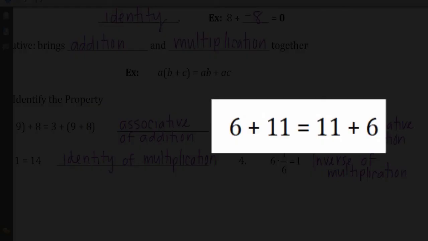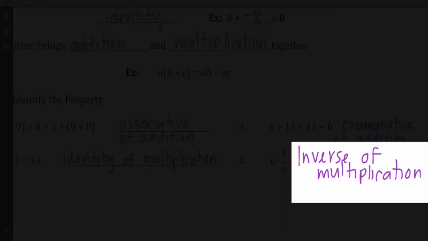Number 3, we have 6 plus 11 equals 11 plus 6. If we're looking at this, what's changing? Well, the order is changing. The 6 and the 11 are switching spots, so we would say this is the commutative property of addition. And number 4, 6 times 1 over 6 equals 1. We are multiplying 6 by something to get 1 back. 1 is our identity, so this is the inverse because the inverse gets us back to the identity.